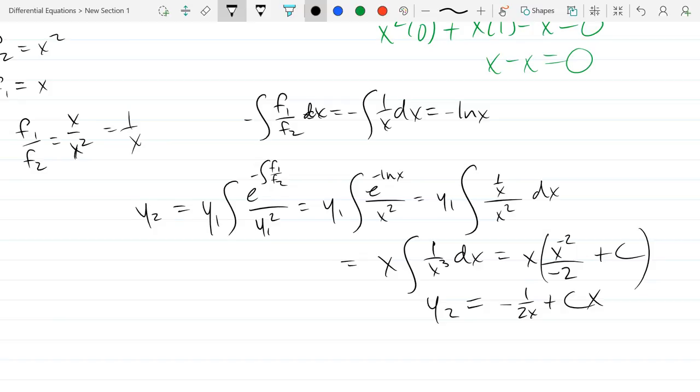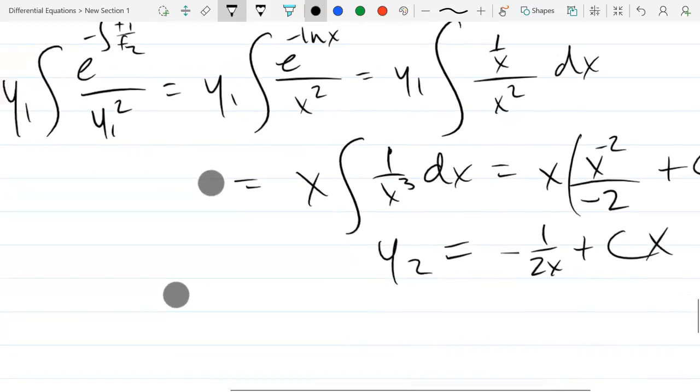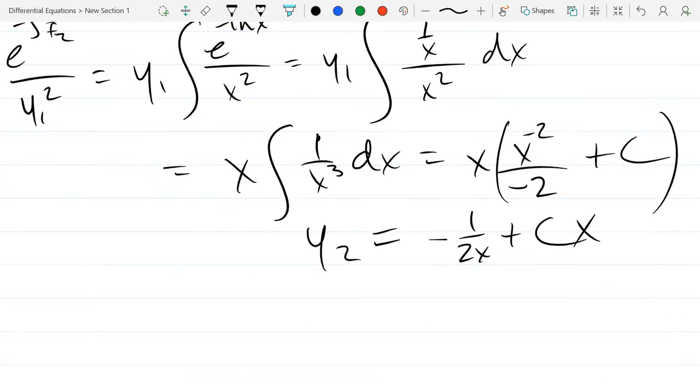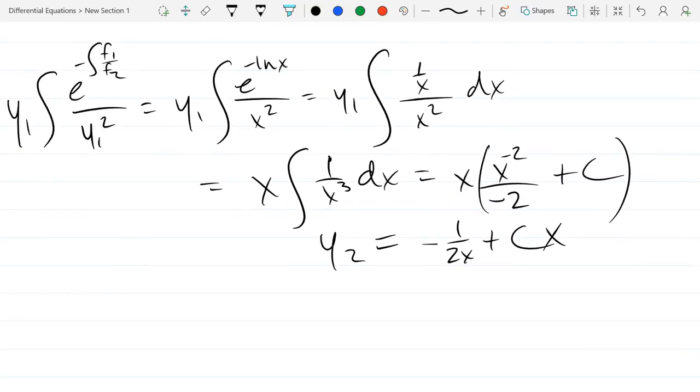Any questions? You gotta be a little careful with your constant. You do get a plus C, but you're multiplying that by your y1 function. That's a good question. So let's do this. Let's bring in a constant the first time we should and the second time we should, and then plug our answer back into the original and see if both of them work out, or if one of them needs to not be there.